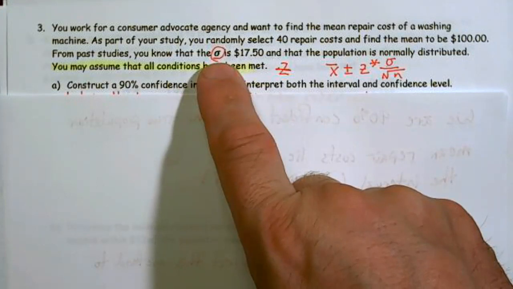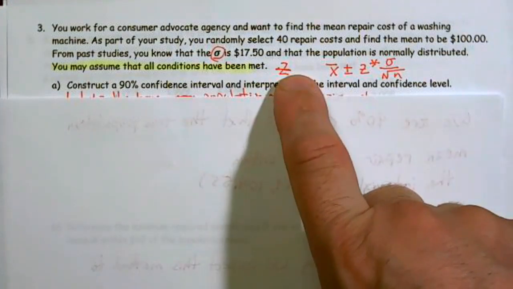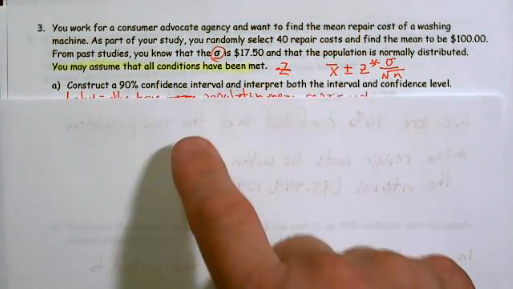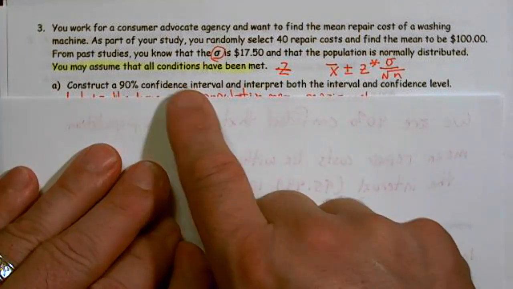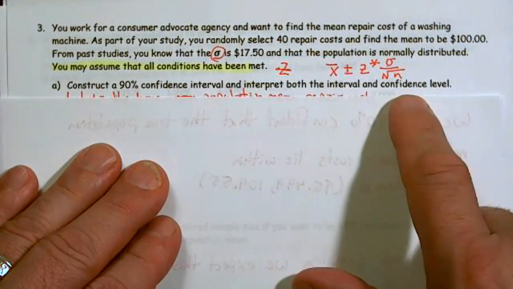Because this is a standard deviation of the population, we know we're working with a Z as opposed to a T, and that the population is normally distributed. And it says you may assume that all conditions have been met. Because they told us that, we don't have to list the conditions. It says construct a 90% confidence interval and interpret both the interval and the confidence level.